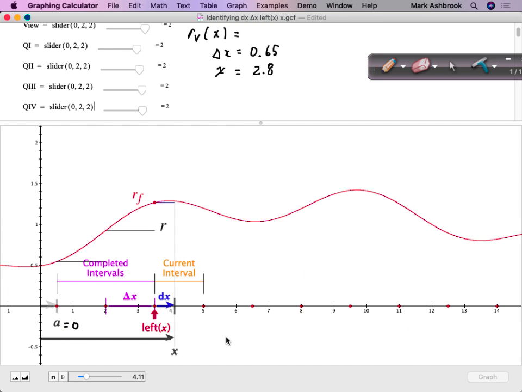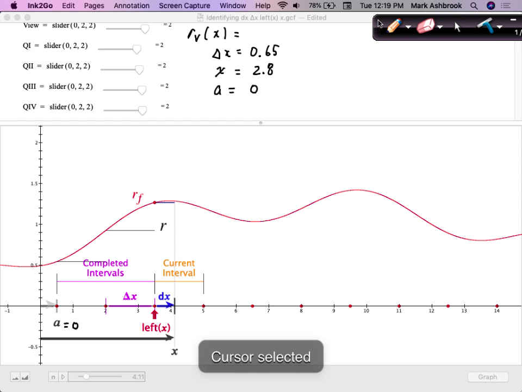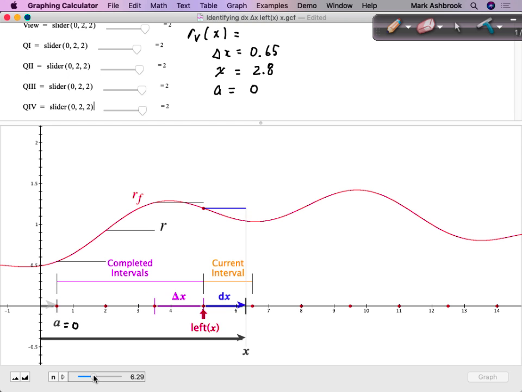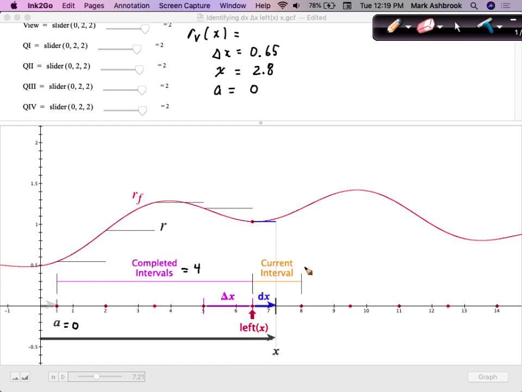A is zero, x is 2.8. So how many intervals do we have if delta x is 0.65 and x is 2.8? What'd you come up with? She wants four completed, and then x would be in the fifth interval, the current interval. People are nodding. Good. So let me make the picture look like that, even though the numbers aren't right. 1, 2, 3, so something like this. Is that 4 plus 1? Okay, so four completed intervals, the current interval, and delta x equals 0.65. Okay, what is left of x?